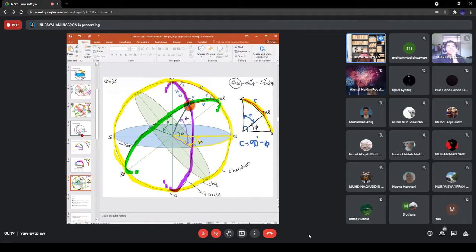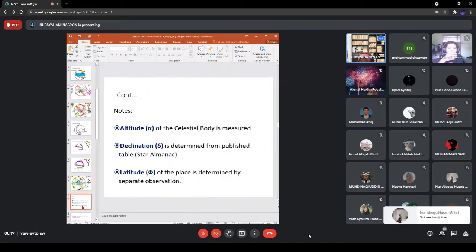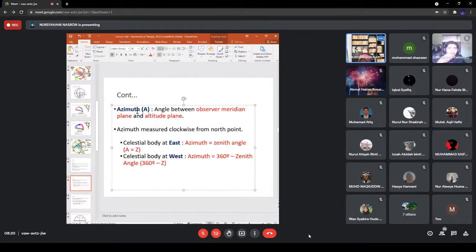So from astronomical triangles, we can calculate the azimuth for solar observation. In order to determine the solar azimuth by solar observation, we need four data: altitude, declination, latitude, and azimuth.